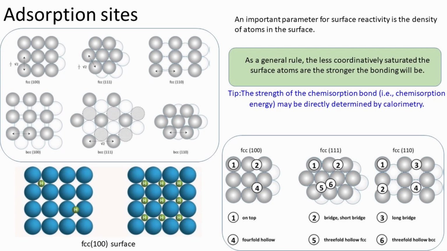The structure and geometry of the surface play a dominant role with respect to its reactivity in adsorption and catalysis. An important parameter for surface reactivity is the density of atoms in the surface. The general rule of thumb is that the more open the surface, the more reactive it is. The most common adsorption sites are shown in the slide. They are named the top site, bridge site, and hollow site. For example, the hollow site may be threefold or fourfold in character. The number of adsorption sites on a surface follows from their geometry.